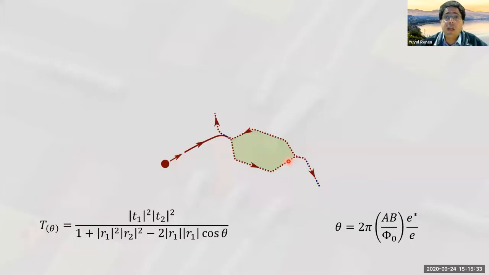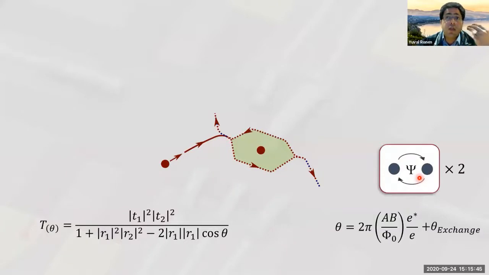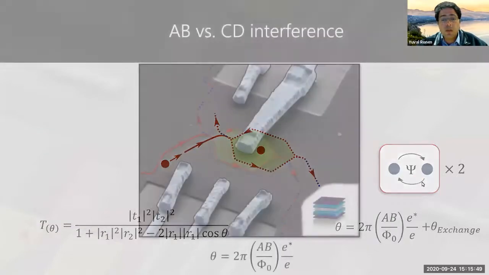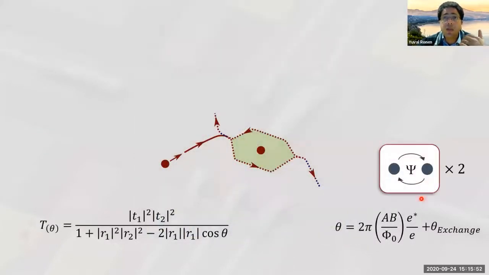And where does the exchange statistics come in? If I can control it and put a single particle, a single abelian anyon, inside, then you can imagine it as having this exchange statistics twice. And this will introduce the exchange statistics phase. And this is exactly what you want to look at. That's how Fabry-Perot interference connects to exchange statistics.